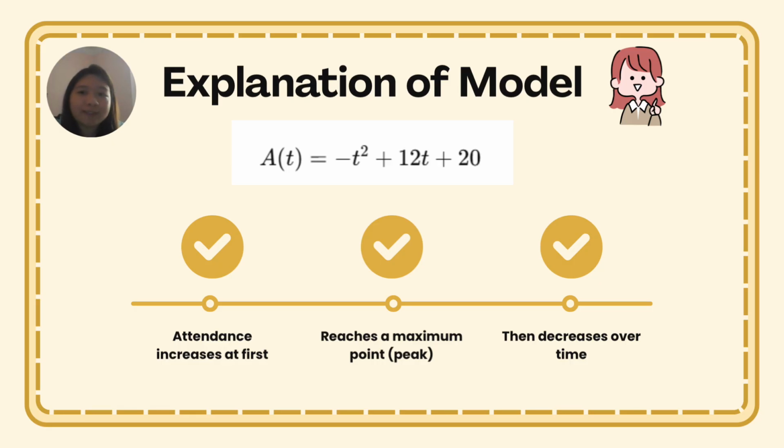This model shows that attendance increased at the beginning. It then reached a maximum point, which represents the peak attendance. After that, the attendance began to decrease over time. This pattern reflects a real-life situation where participation rises, reaches a peak, and then gradually declines.